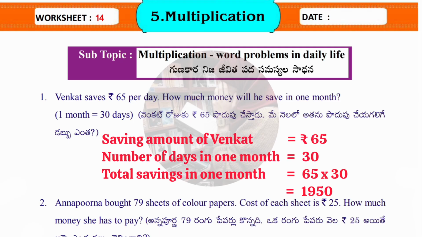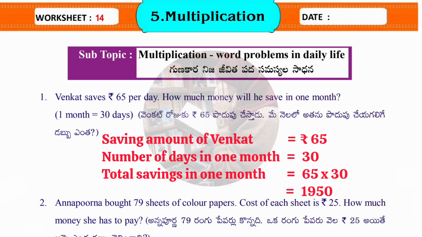Saving amount of Venkat, rupees 65. Number of days in 1 month. In the question 30 days are given, so write down 30. Next, total savings in 1 month equals 65 multiplied by 30.